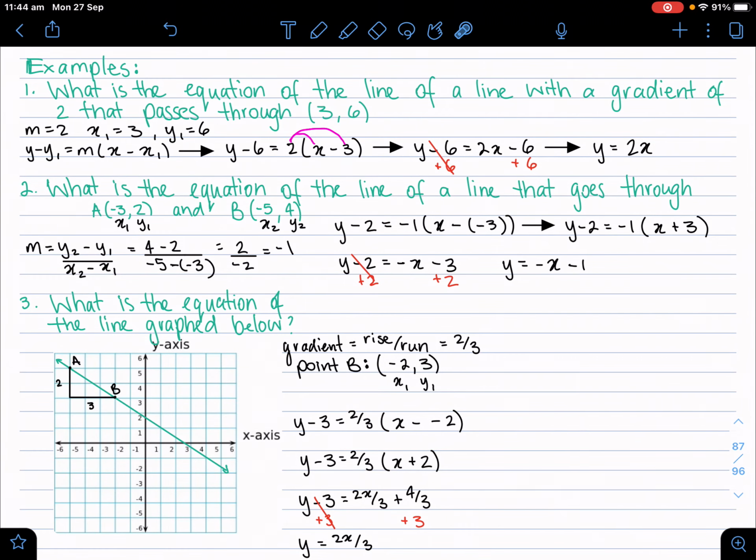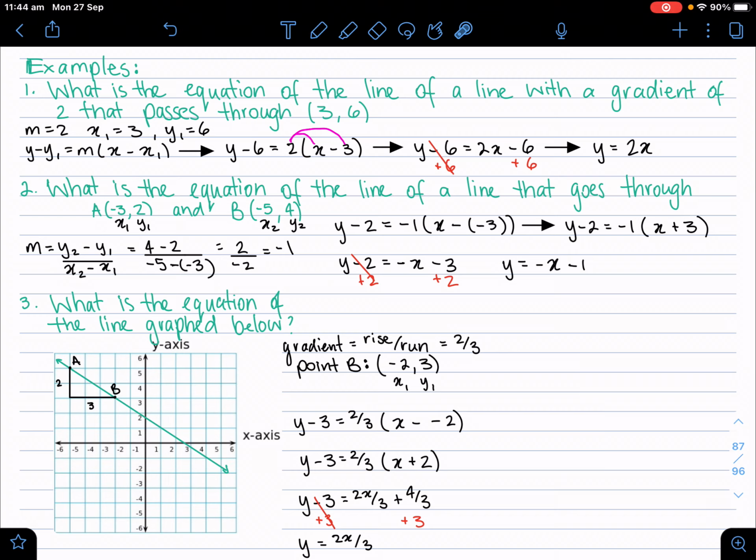Let's go through another example. But this example is a little bit different. This says, what is the equation of a line that goes through these 2 points? Well, step 1 said, find the gradient of the line.